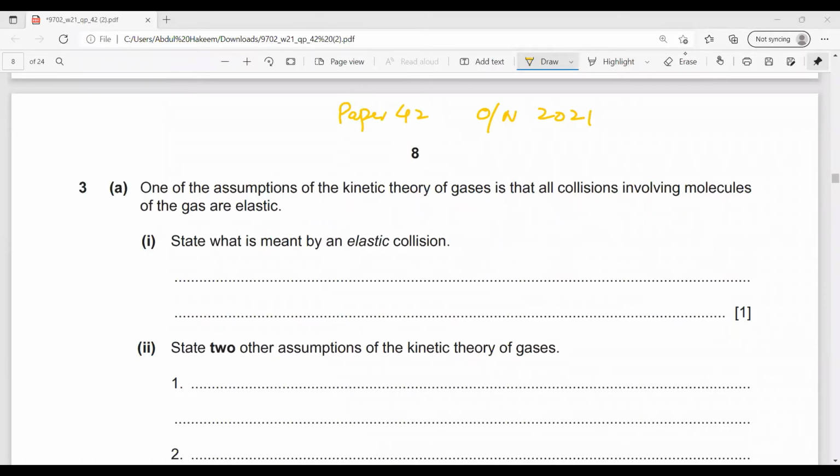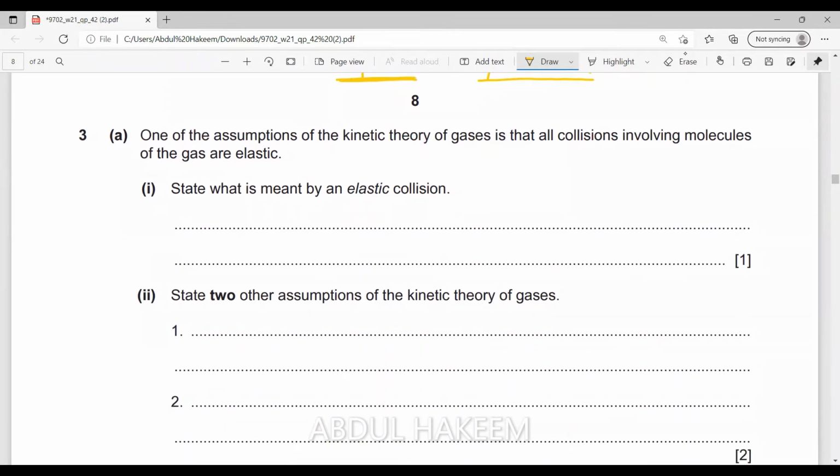Okay, this is paper 4.2, October/November 2021, and question number 3 is: one of the assumptions of the kinetic theory of gases is that all collisions involving molecules of the gas are elastic. State what is meant by an elastic collision.